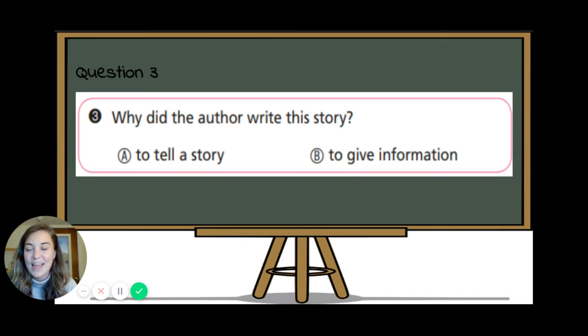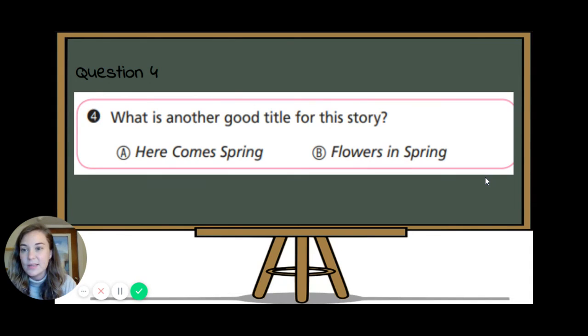All right. Why did the author write this story? He wrote it to give us information, right? He was telling us here are the types of weather that happen during the springtime. It rains, it thunderstorms, flowers grow. These are things that happen in the springtime. All right, we have one more.